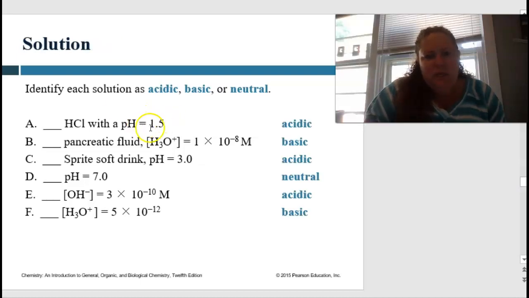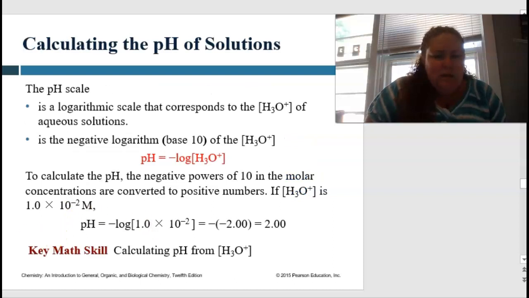So with a pH of 1.5, that's going to be acidic. With one higher than 7, it's going to be basic. With a pH of 3, it's acidic. 7 is neutral. This one is going to be acidic because it's less than that standard. And for this one, it is going to be basic.